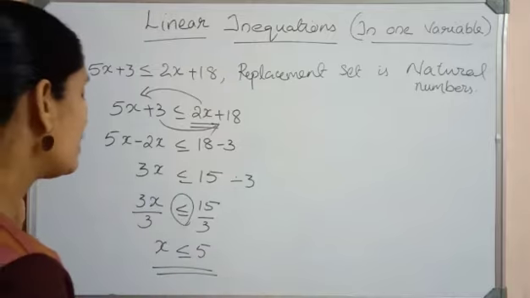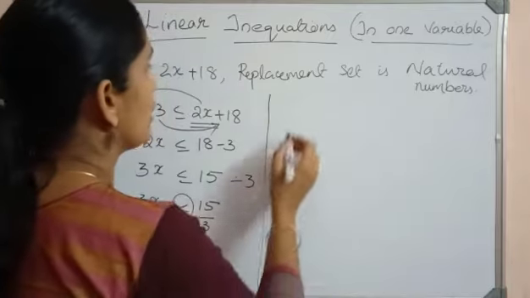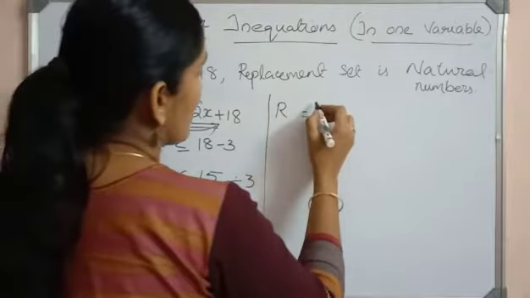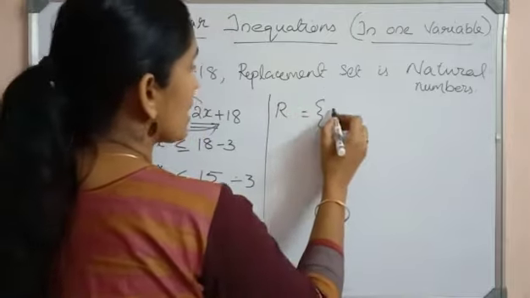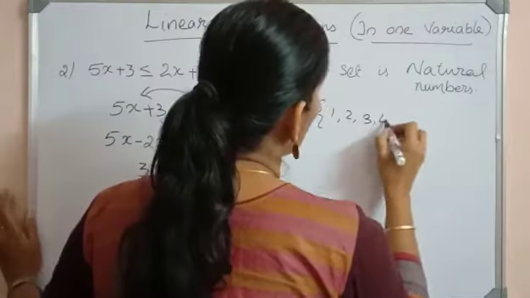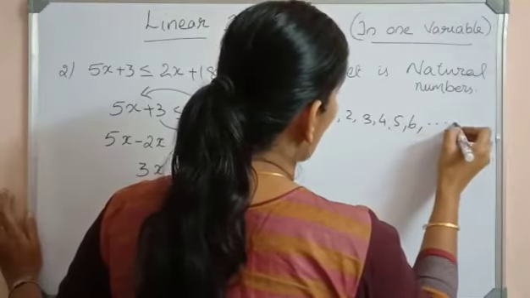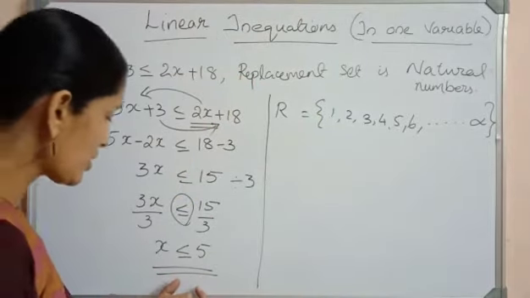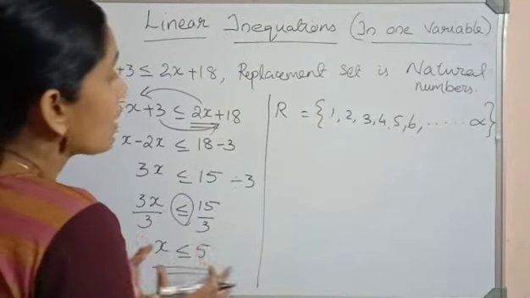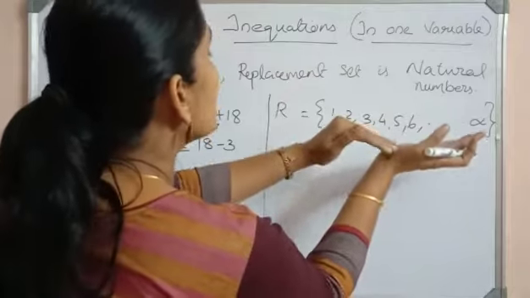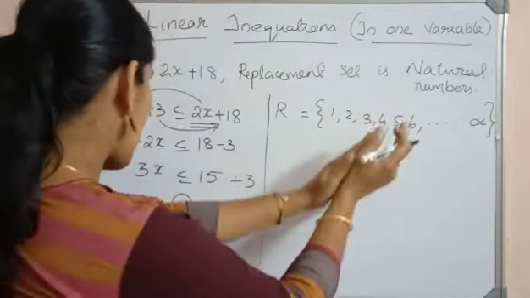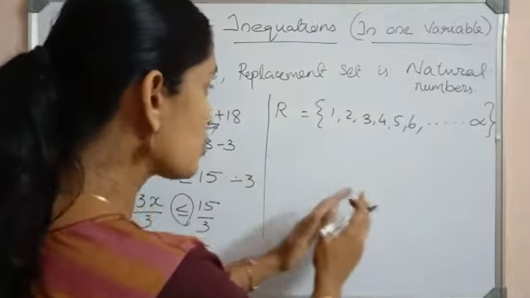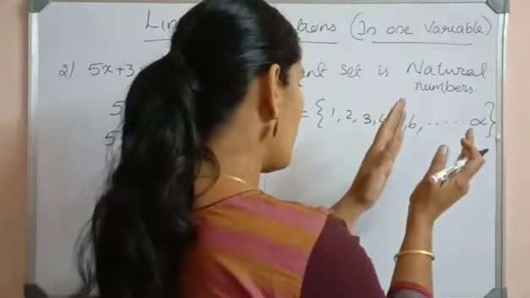Now we need to find the solution set. Before that, we need to write what the replacement set is. Replacement set is equal to the set of natural numbers, and we know that it is 1, 2, 3, 4, 5, 6, etc. up to infinity. Now we have to see the condition. The condition says that you need to consider all the numbers from the replacement set that satisfy the condition x less than or equal to 5. The number should be less than or equal to 5.